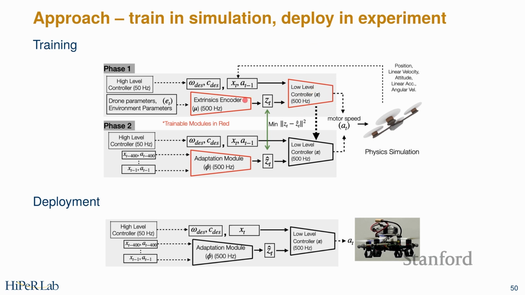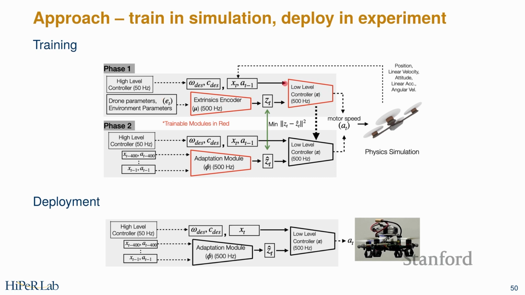We have what we call an extrinsics encoder. The extrinsics encoder is trained in two phases. In the first phase in simulation, we train a low-level controller that is parameterized by these extrinsics. The extrinsics come from an extrinsics encoder that in the first phase have access to the true parameters in simulation. So the true mass parameters, the true size parameters, the true propeller coefficients, things like this.